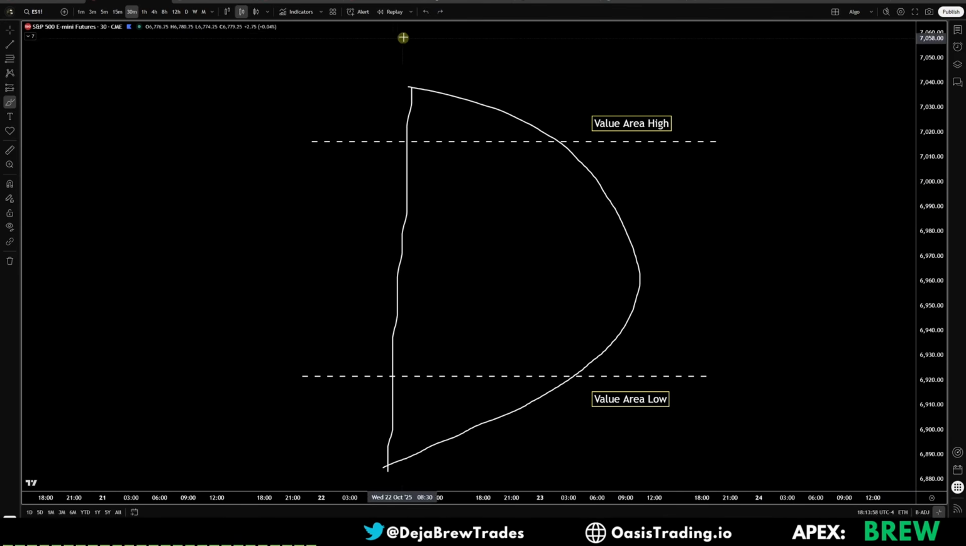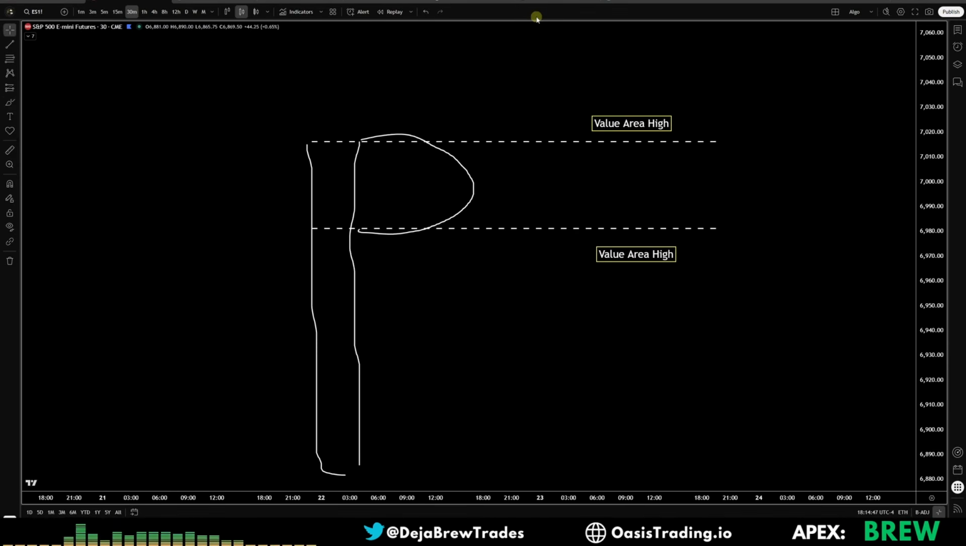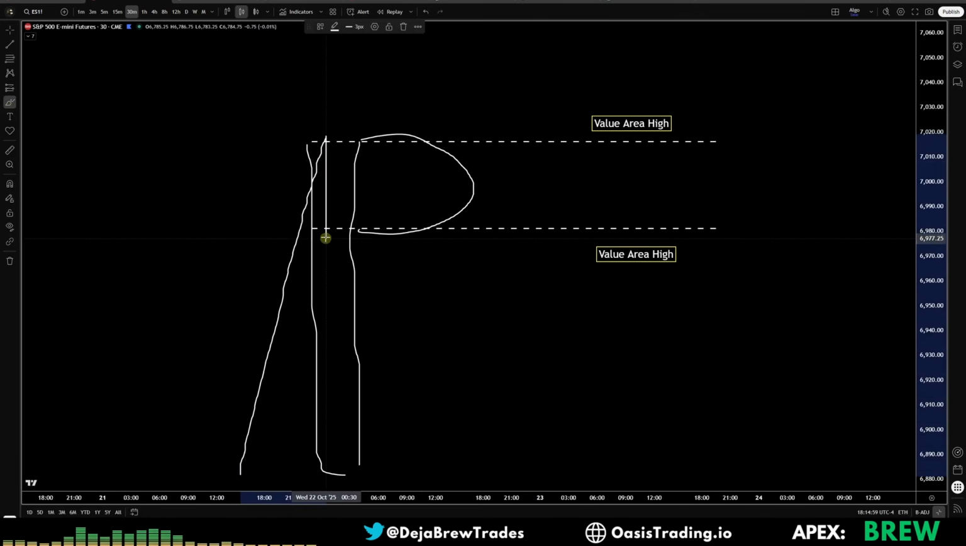Okay? So that is how I would trade a D shape. Now let's talk about how you would trade a capital P shape. Okay, so now we know how to trade D shapes. This is how I would trade a P shape. P shapes are typically when you have an impulse move up and then you find a value, a price that you like.